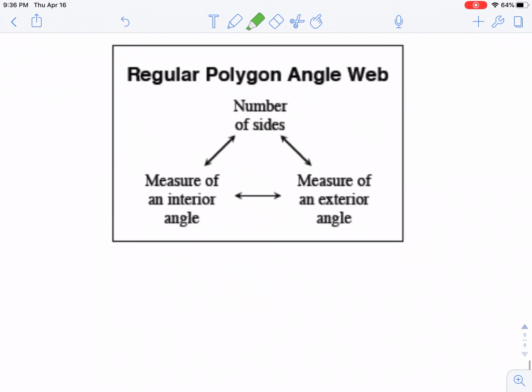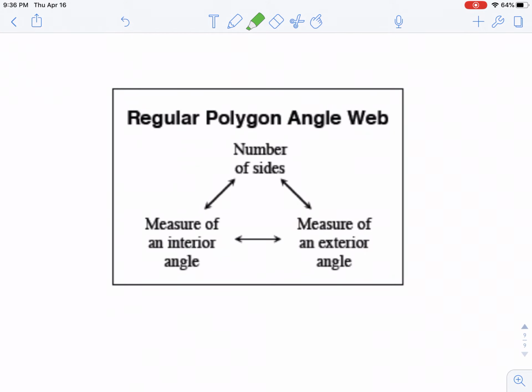Okay, so our objective today was to work on this angle web, to work on these connections and figure out how I travel back and forth. Between an interior and an exterior angle, I know they have to add up to 180 degrees. They're supplementary. So that's going to help me work quickly back and forth. An exterior angle to the number of sides, I know that exterior angles always equal 360. So that gives me a quick way to work there. I divide 360 by the exterior angle, or 360 divided by the number of sides. And then here, to work this way, I'm going to use that n minus 2 times 180 formula, and then maybe divide by the number of angles.